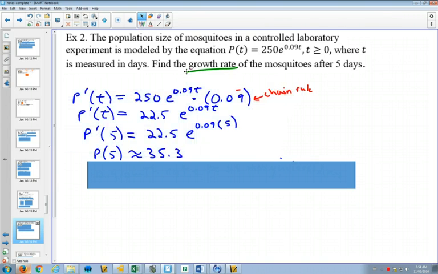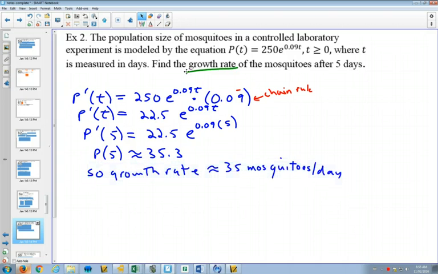And so we could take the derivative. And we got a chain rule here. Again, the derivative of e stays the same, but then we have a chain rule, so we'd have to multiply by 0.09. Plug in 5. This would be a calculator question. And so that growth rate is approximately 35 mosquitoes per day.